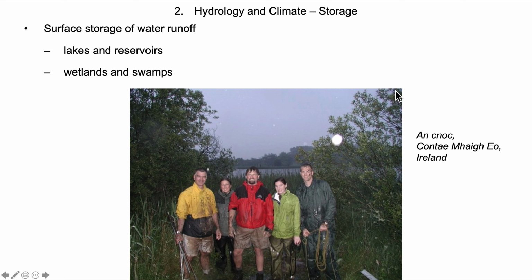So this is an image of myself and some students from a coring operation in Ireland, at a place in County Mayo, which is in the west of Ireland. What we're doing is taking a lake sediment core to evaluate how hydrology of this part of Ireland has changed over the last 16,000 years.